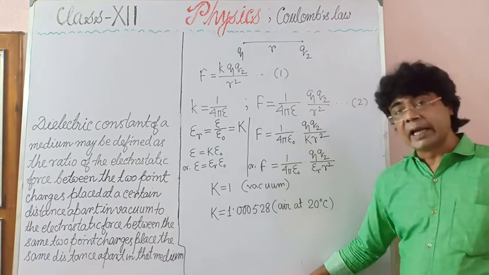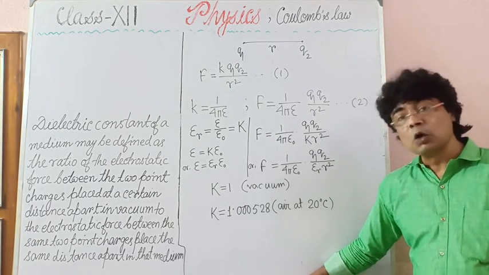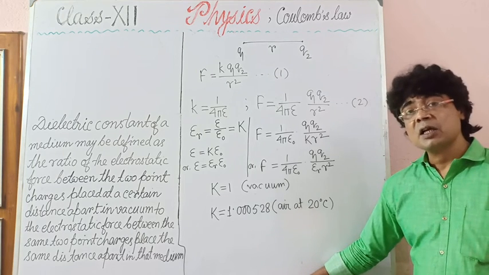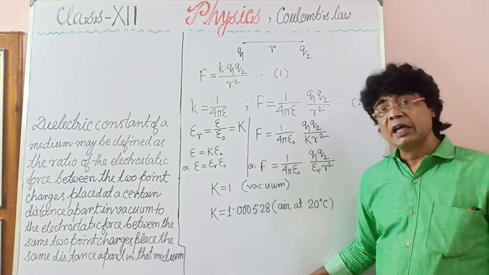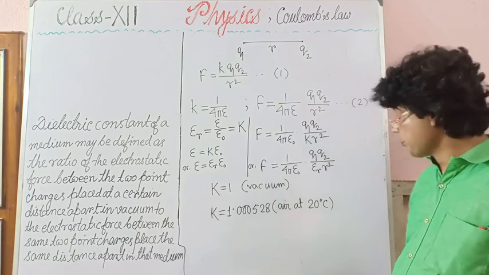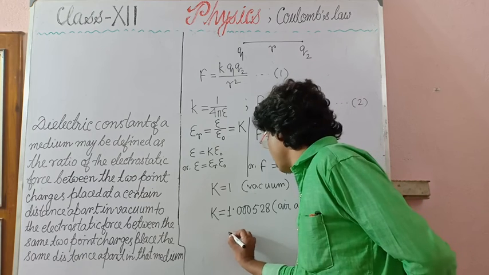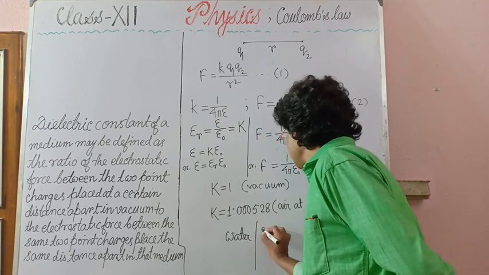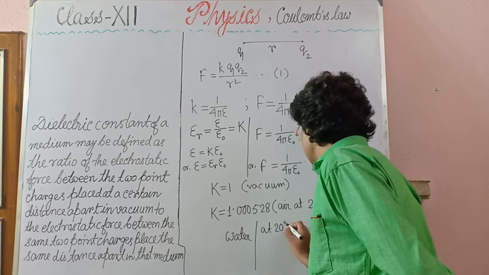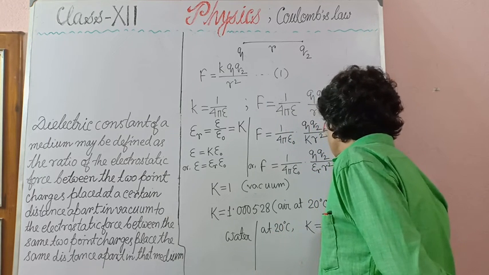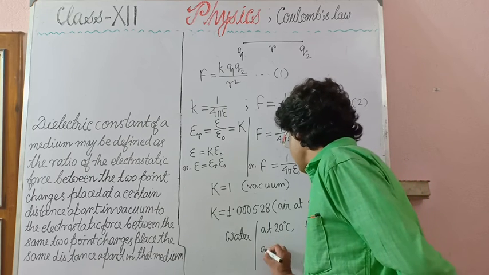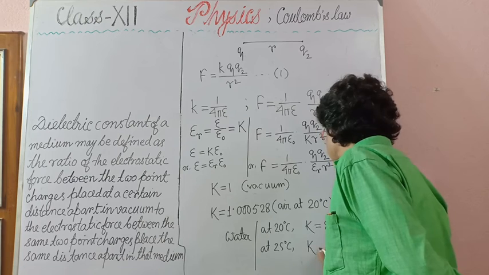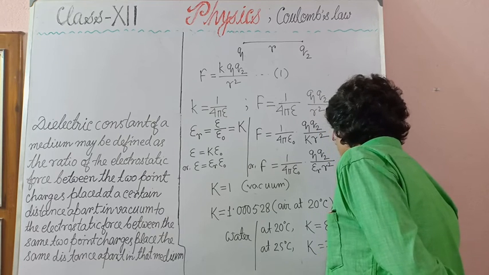One thing to be remembered is that the dielectric constant of a medium usually decreases with increase in temperature. For example, dielectric constant of water at 20 degree centigrade equals 80, and at 25 degrees centigrade dielectric constant of water is 78.5.